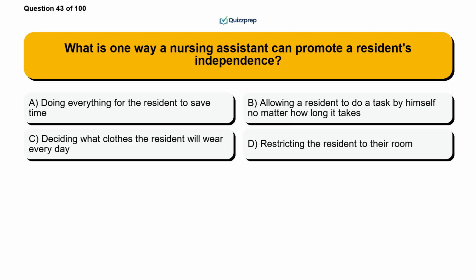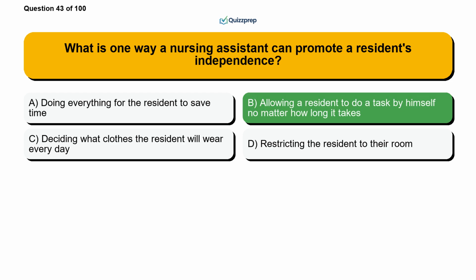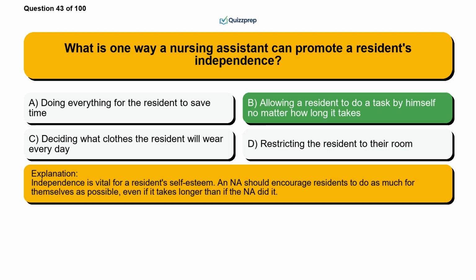Question 43. What is one way a nursing assistant can promote a resident's independence? Option A, doing everything for the resident to save time. Option B, allowing a resident to do a task by himself no matter how long it takes. Option C, deciding what clothes the resident will wear every day. Option D, restricting the resident to their room. The correct answer is option B, allowing a resident to do a task by himself no matter how long it takes. Independence is vital for a resident's self-esteem, and NAs should encourage residents to do as much for themselves as possible, even if it takes longer than if the NA did it.